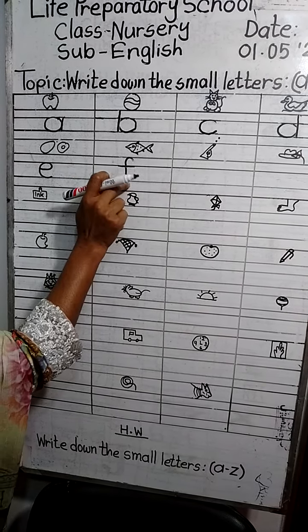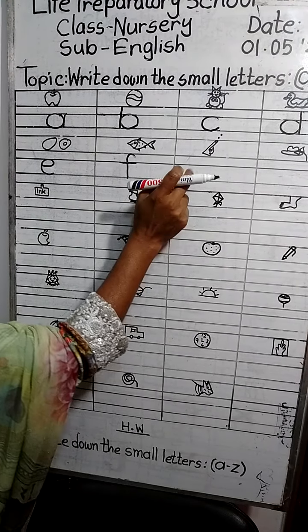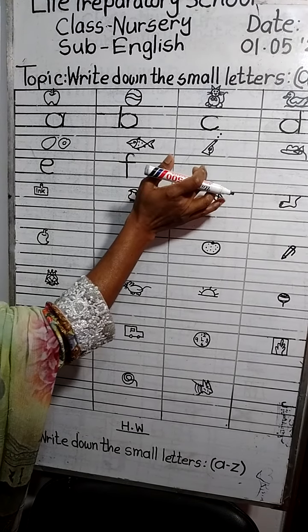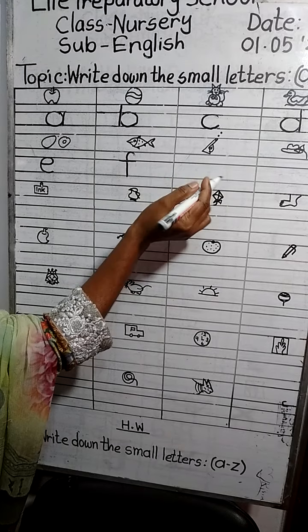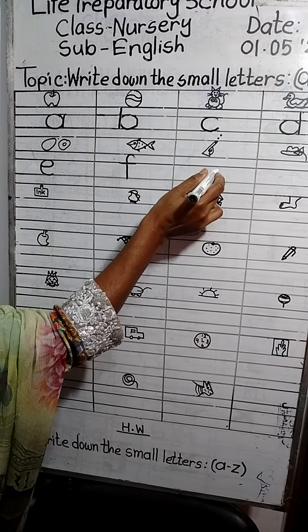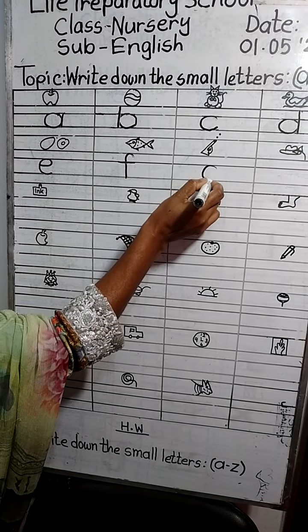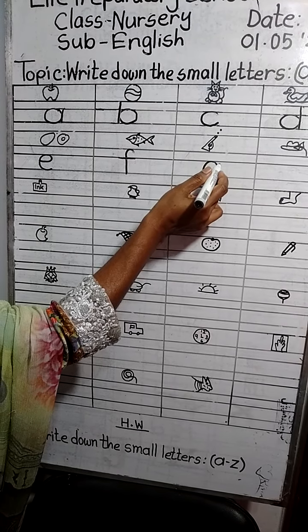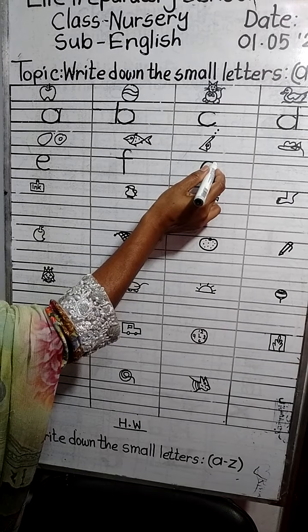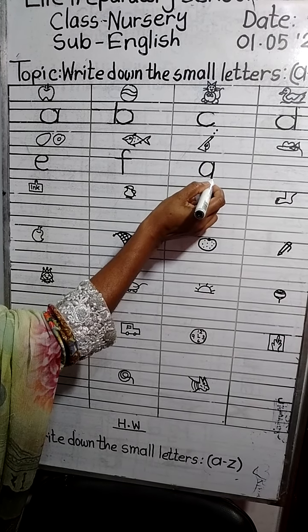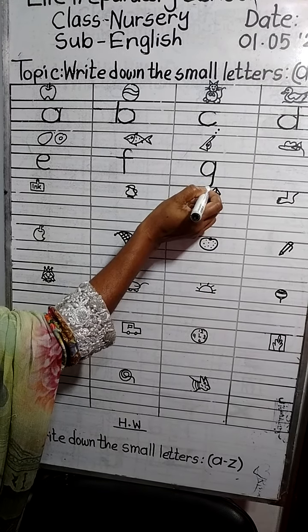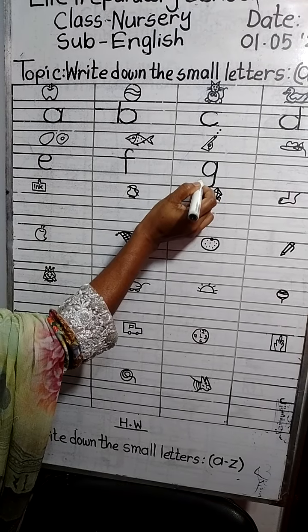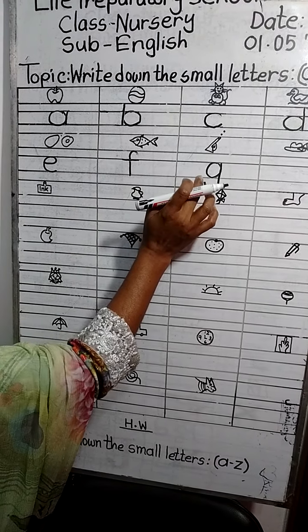F, after that small letter G. Small letter G, second row to third row. At first, I will draw a circle in the middle row. Then I will give a straight line, second row to third row. Touch the circle, go down, touch the fourth line, go up and stop here. This is small letter G.